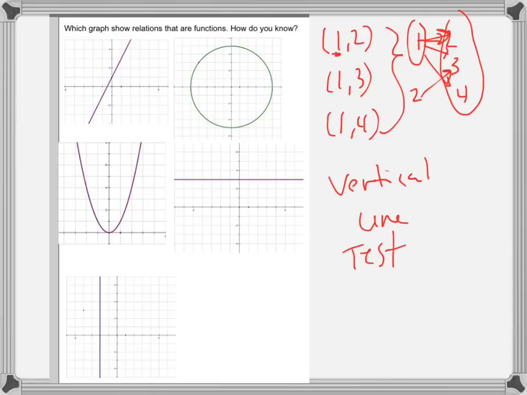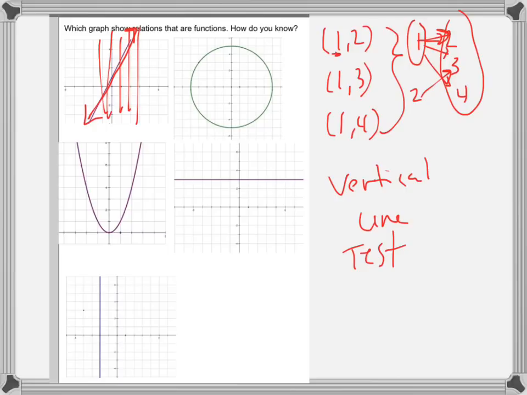And this test is if you take a vertical line at any point, this is not a nice vertical line, it's not very straight, but if you take a vertical line and bring that line across the graph, it never hits the graph of the relation more than once. So right here, this red line is intersecting the purple line only once. If I drew another vertical line, it would only intersect it once.